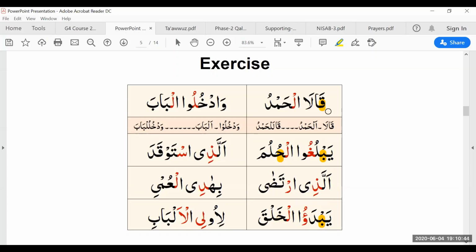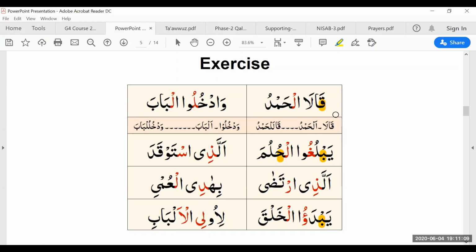Okay, so in the first word we have qaf, and we have to differentiate between this qaf and the other kaf, right? But I couldn't hear that. Okay, can you say this word again as well? قال الحمد. Okay, this time it was much better.